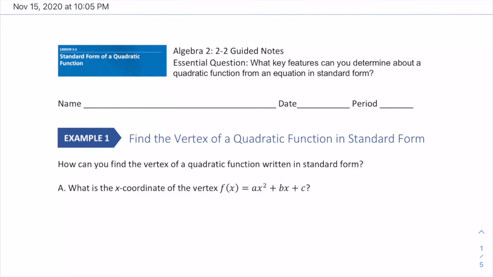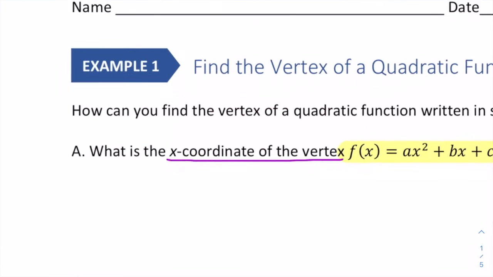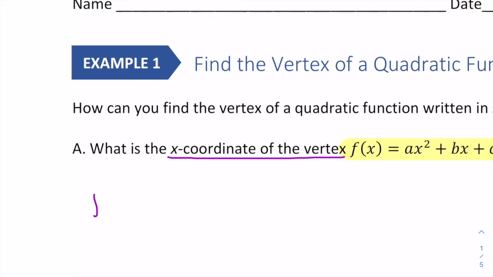Welcome back. Today we're going to look at the standard form of a quadratic function. So before we get started, remember the standard form is ax squared plus bx plus c. And the question for the first example is, what is the x-coordinate of the vertex given the equation in standard form? So let me write the equation in vertex form.